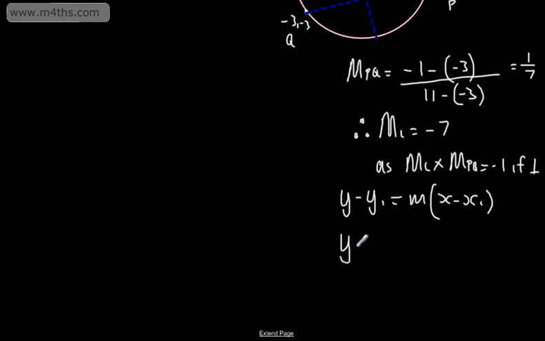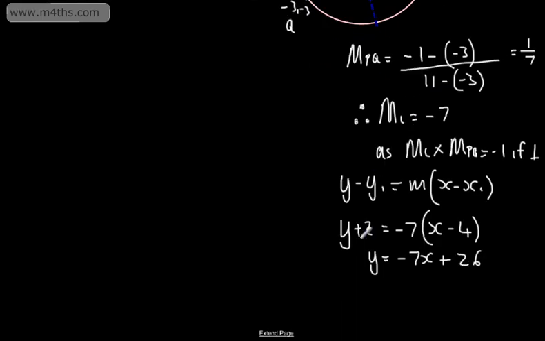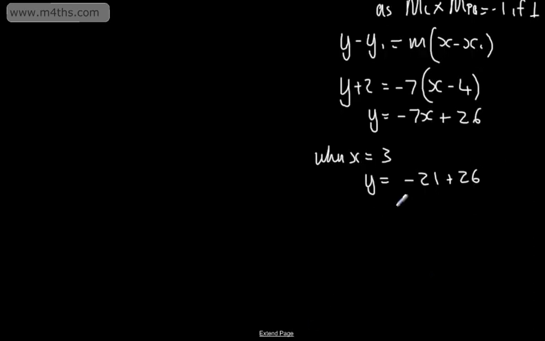So we're going to have y minus, and then the coordinate just here, which is -2, so we'll have +2, and that will be equal to -7 times x minus the 4. So we can see from this that y is going to be equal to -7x plus 26. So let's show that that passes through. We've got the point 3, 5. So when x is equal to 3, y is equal to -21 plus 26. And we can say that y is equal to 5, therefore it passes through.